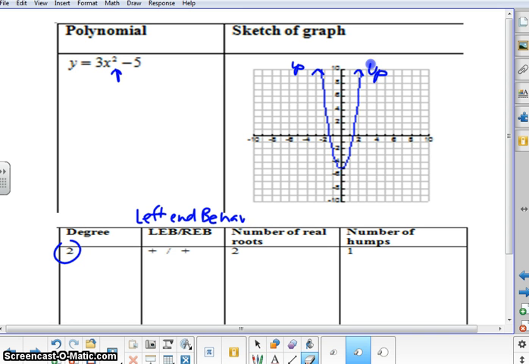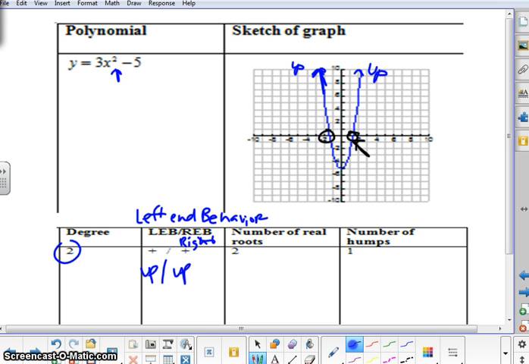So we are going to refer to this going up on the left side. And so it's a plus sign, or you can just say up. And then on the right side would be the right end behavior. And you can also say that it's just going up. The number of real roots, you can see that it goes through in 2 places. So right here and right here, you've got those 2 intersections. Let me just go make a dot there and a dot there.